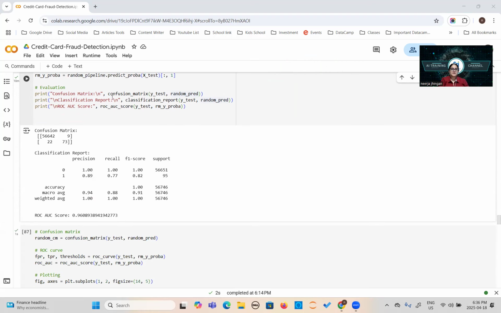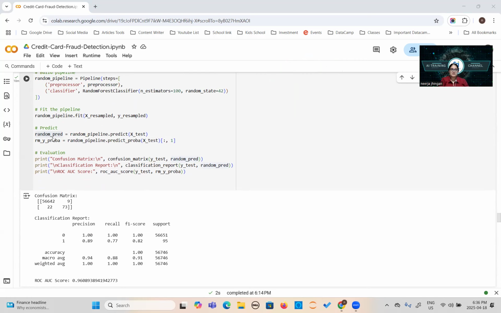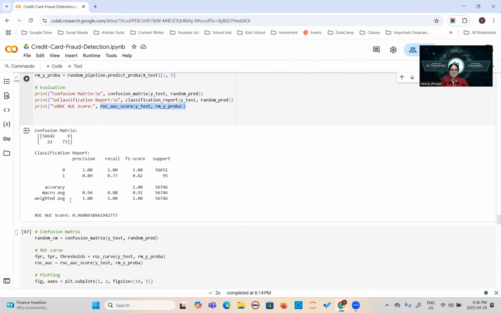Now look at the result. We are drawing the confusion matrix, y test, random predict. This is your predicted value, this one, and the y test. So we are plotting the comparison between actual and predicted. So this is classification and this is the score of ROC. I will show you it visually, but these are the numbers. This is your true positive, true negative, false positive, false negative. But I will make you understand below. We can see the ROC value is 96%. This is very good for your model.